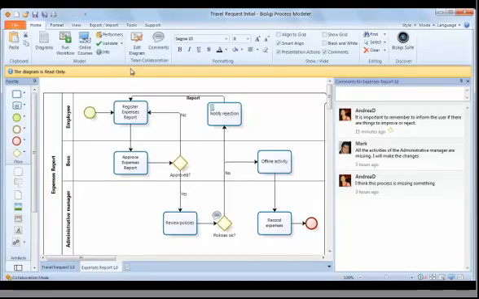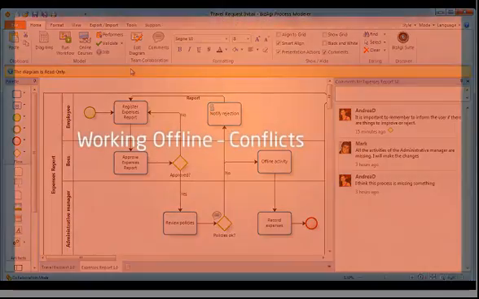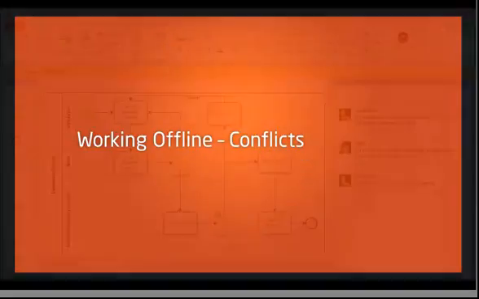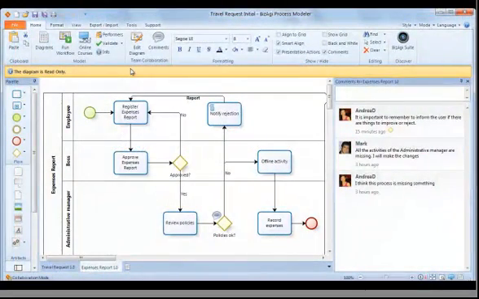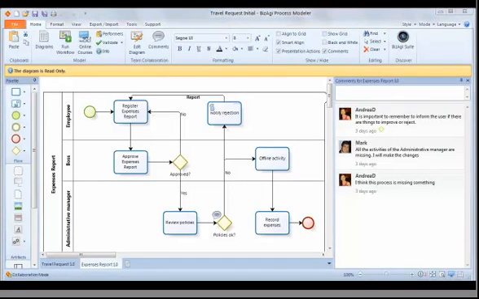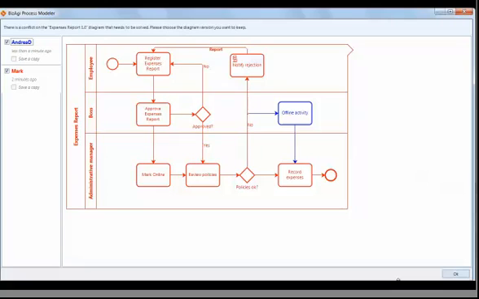Working offline, resolving conflicts. Suppose Andrea changed the diagram while she was offline and Mark, being online, made some changes of his own. As she comes back online and synchronizes, a new window will be displayed informing her that there are conflicts. There will be two diagrams, one in blue and one in red. The blue one is the diagram of the person synchronizing. There are two buttons on the left, so Andrea can see the diagrams independently and analyze which one to keep, just as in Word or Excel.